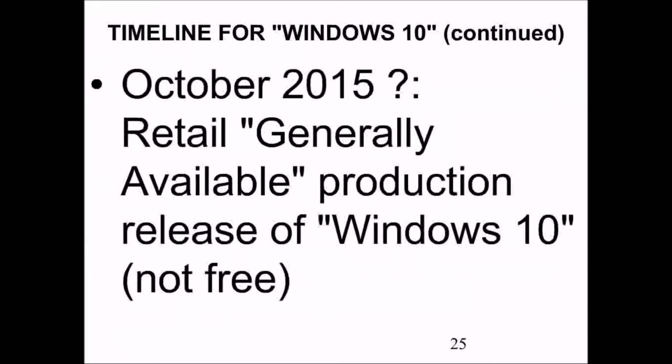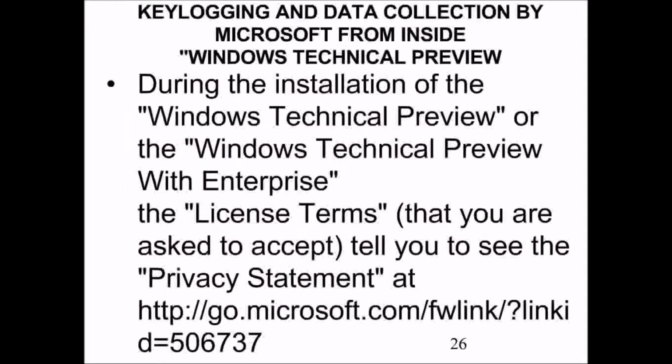Finally, somewhere around October, they have to meet the deadline of about the end of October, or probably about the middle, in order to get Windows 10 onto the computers that are sold during the holiday season. Sometime around October, they will have a retail generally available, they call it GA, production of Windows 10. Maybe as early as September.